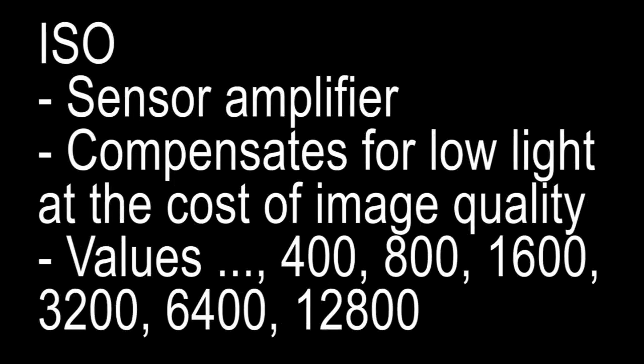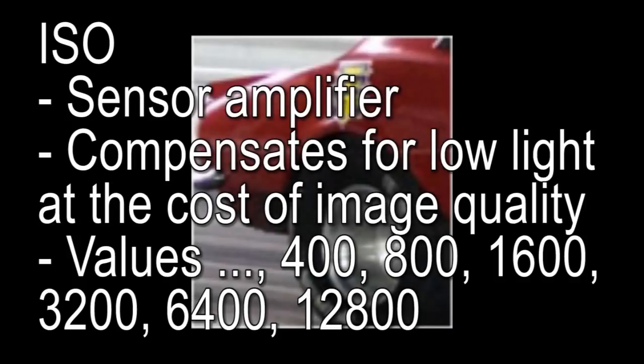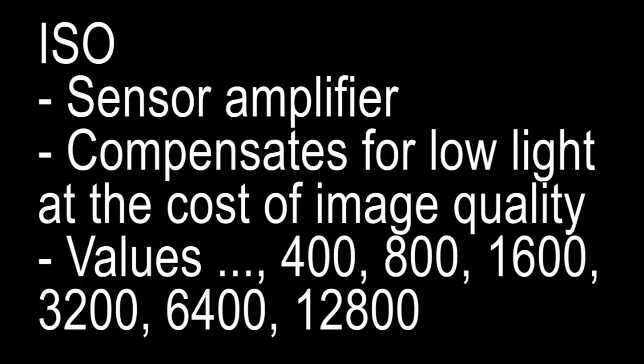The last major setting on your camera is called the ISO, and it's basically an amplifier for your sensor. It compensates for low light at the cost of image quality. The higher the ISO setting, the more amplification, which means you can get to lower light conditions, but you will start to see some noise at higher levels. Typical values are 100, 200, 400, all the way up to 12,800, and they can even go higher for professional body lens cameras.